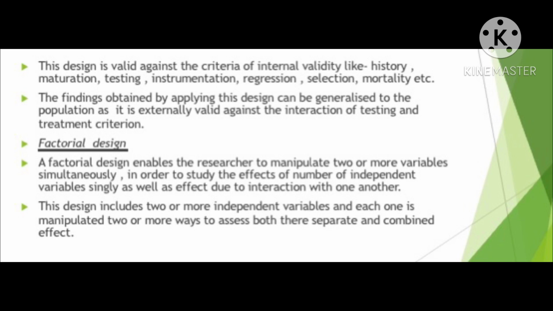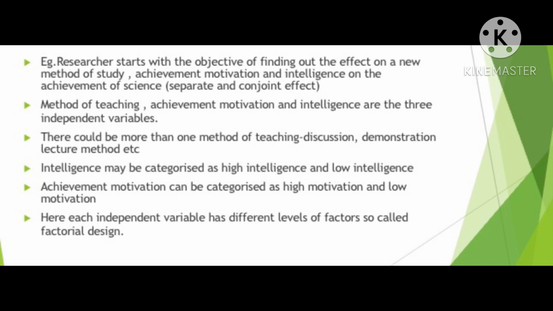So here the researcher is manipulating two or more independent variables at a time. The design includes two or more independent variables, and each one is manipulated in two or more ways to assess both their separate and combined effect. That is called the factorial design. Let us see an example.